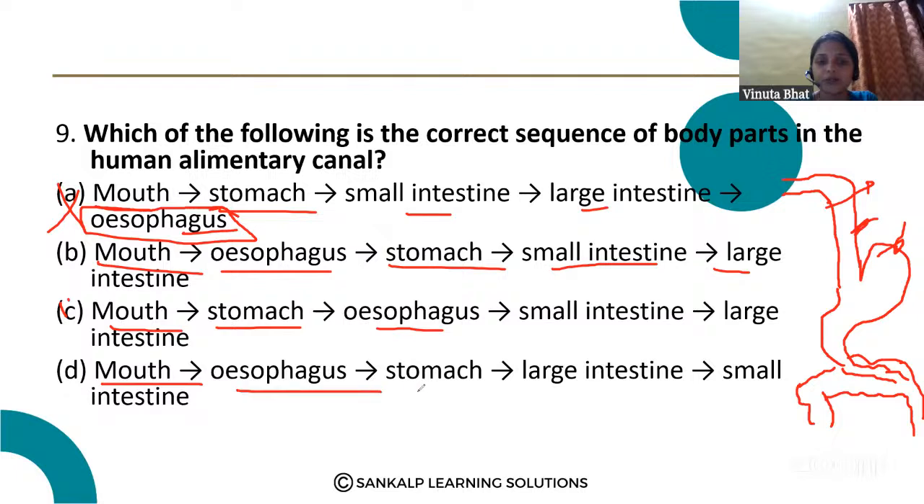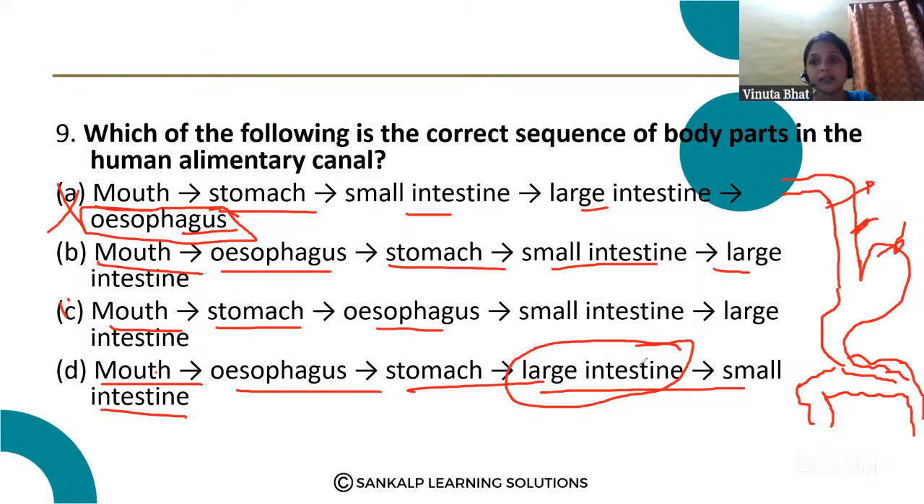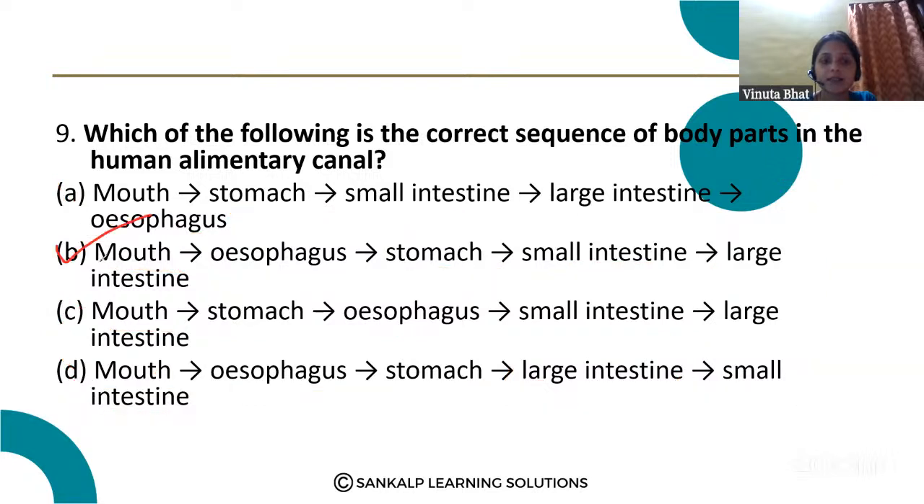Mouth, esophagus, stomach, large intestine, small intestine. Mouth, esophagus, but here the large intestine is before the small intestine. After the small intestine there is no digestion, only absorption of the water and removal of the waste product takes place. So the large intestine is first here, so option D is also a wrong answer. Option C is also a wrong answer. Option B, that is the correct answer: mouth, esophagus, stomach, small intestine and large intestine.